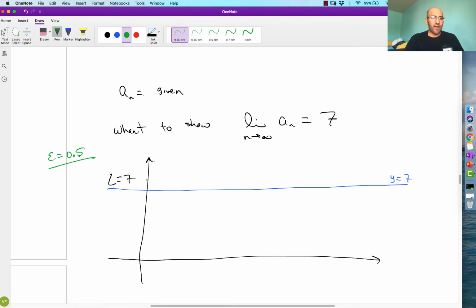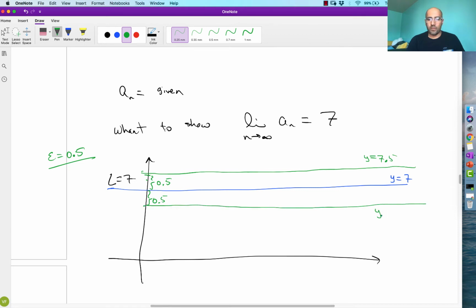Epsilon equal to 0.5. Okay, that means that this guy here is going to have a width of 0.5 above and below it. So we're going to go up to 7.5, so we're going to have this line above it. That is the line y equals 7.5. And then below it, we're going to go down 0.5. So this would be the line y equals 6.5. So then here come my a sub 1 values.